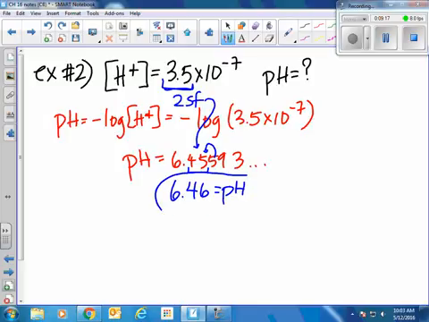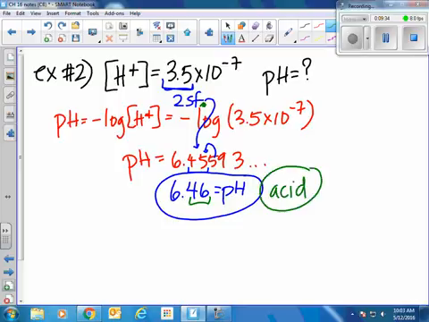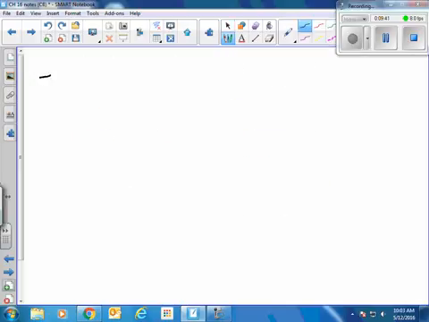So again, I hope that you can see that I have 2 decimal places to represent the 2 sig figs that are up here in my concentration. I would look at this pH of 6.46 and I would recognize that it's less than 7, so I would say that that is an acid. Okay, that is example number 2. We're halfway there. Now let's do example number 3. And you're going to see there's a variety of ways that you can get to some of these answers.